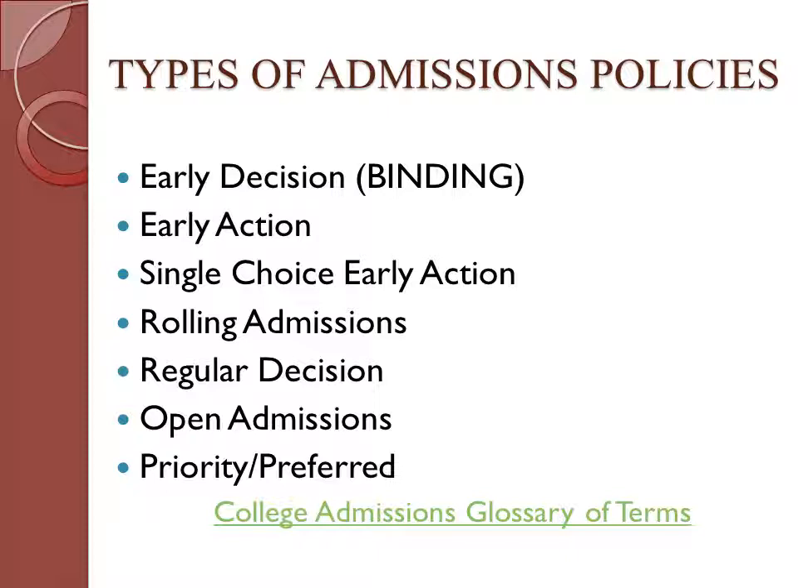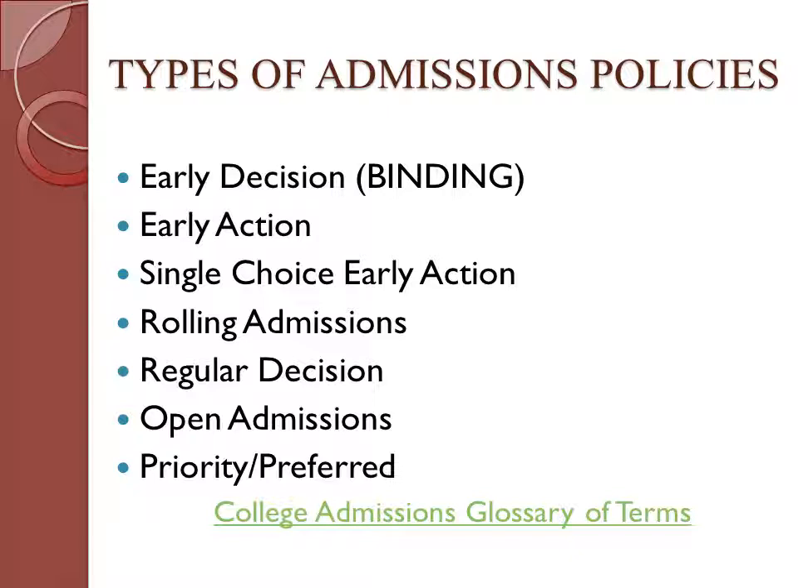In other words, if you apply early decision to a college and you get accepted, you must attend. For this reason, students can only apply to one college under this policy. In addition, you must withdraw your applications from any other school to which you have applied. Not all colleges have an early decision option, and you'll receive more details about this policy later on in the presentation. The next policy we'll talk about is early action. Early action is not binding.